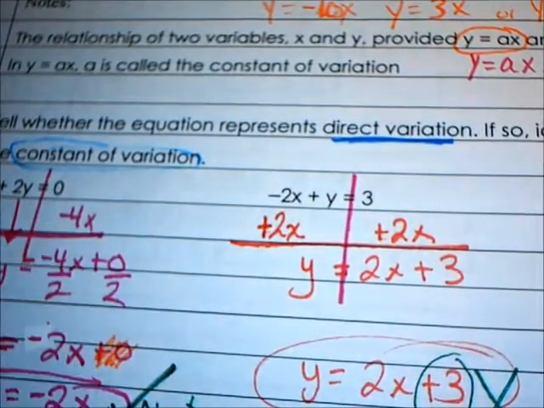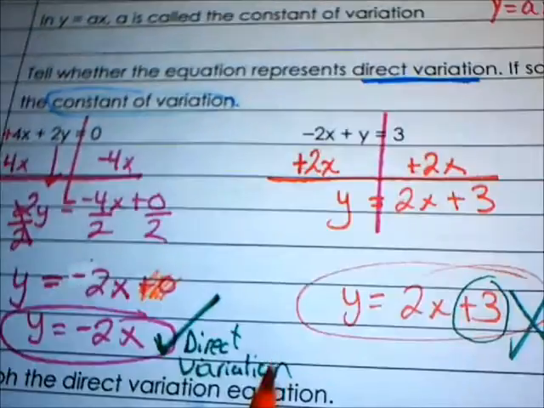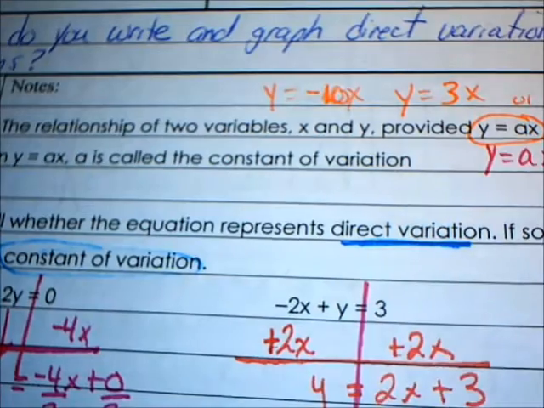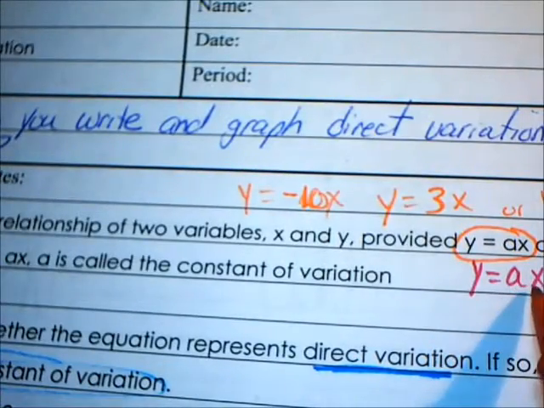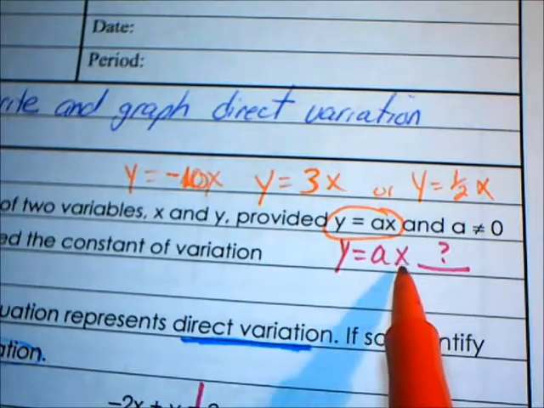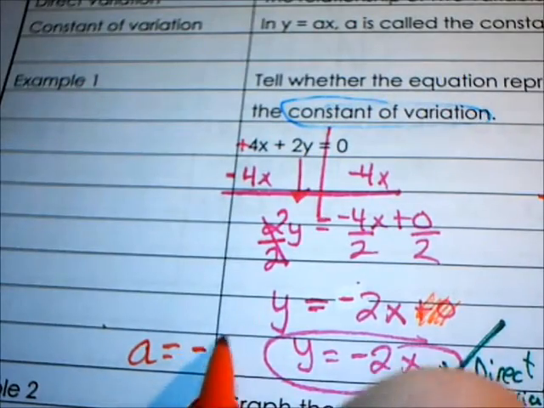So the one that is a direct variation, it wants us to identify the constant of variation. So what's the a? For this equation, my a, I ran out of room, I'll put it over here. My a, remember, is with the x. It's with the x. So my a is -2.